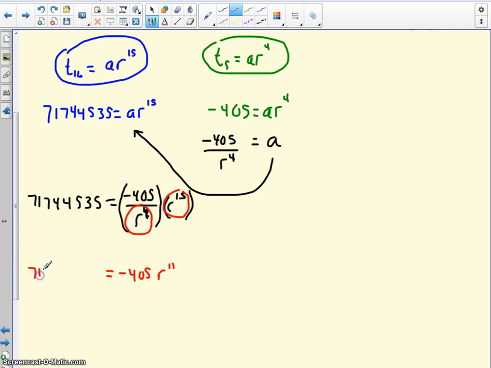So I still have the 71 million stuff over here on the left. But now this is an equation that I only have one variable, and I should be able to solve. So I'm going to divide both sides of the equation by negative 405. Okay, and let's see what that gives me. So that gives me negative 177,147 on the left, and r to the 11 on the right.